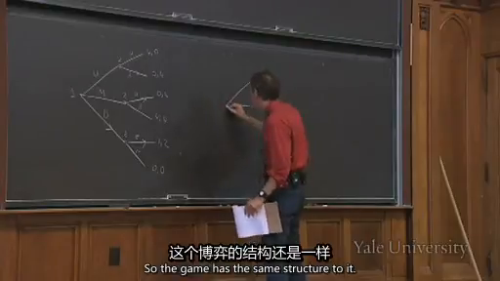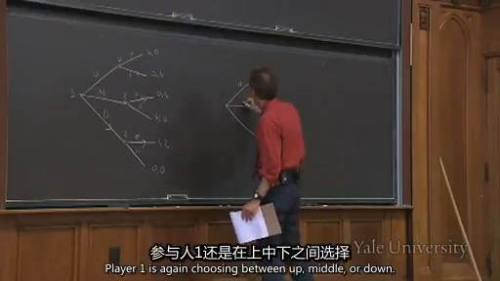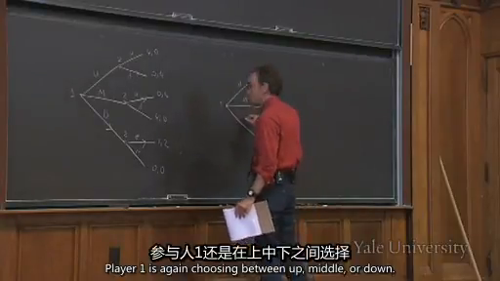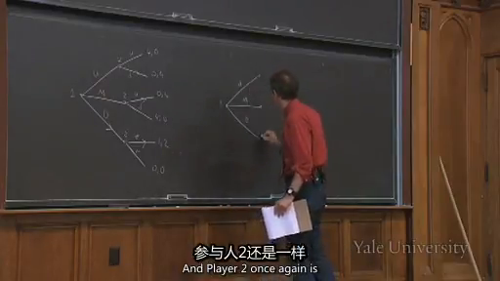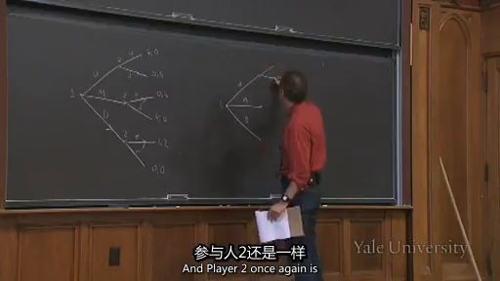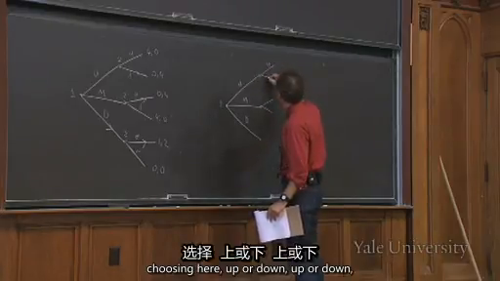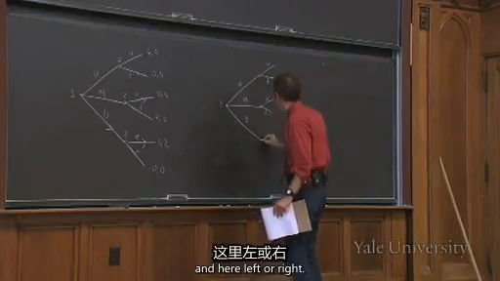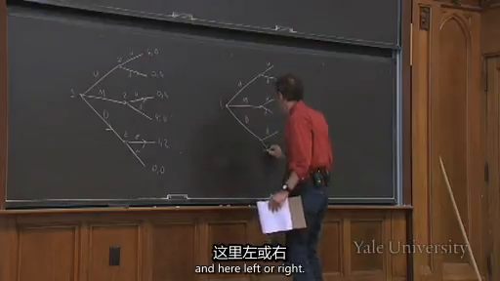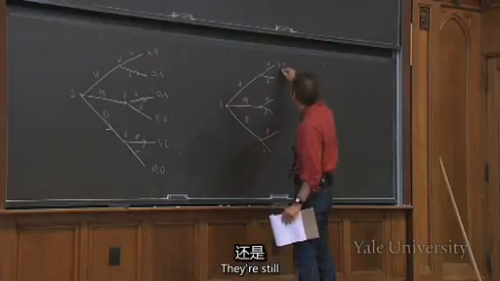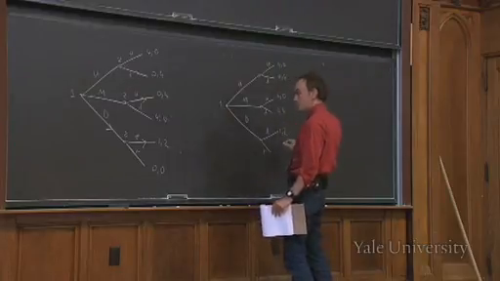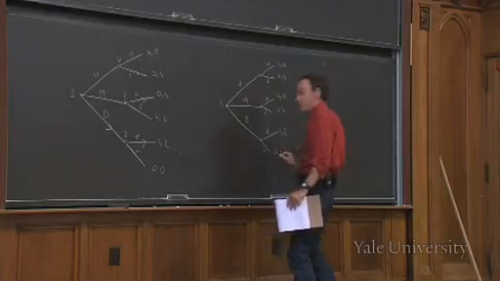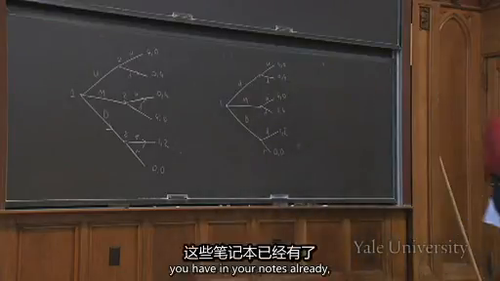So the game has the same structure to it. Player 1 is again choosing between up, middle, or down. And player 2, once again, is choosing here up or down, and here left or right. And the payoffs haven't changed. They're still 4, 0, 0, 4, 4, 0, 0, 4, 1, 2, and 0, 0. So that's exactly the same as you have in your notes already.